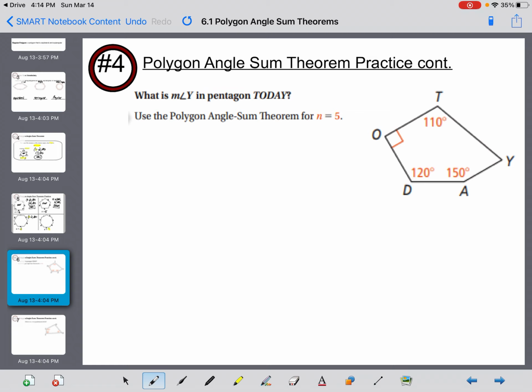Okay, some more polygon angle sum theorem. It says, what is the measure of angle y in the pentagon? It says to use the polygon angle sum theorem for n equals 5. All right, so if we look, we have 5 sides.